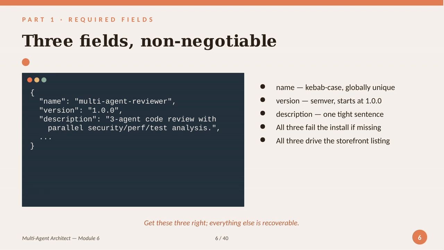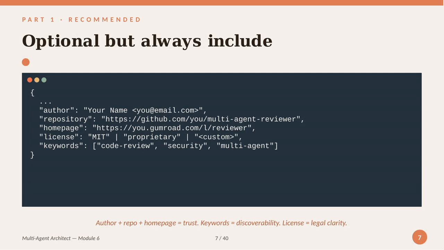Now the recommended fields. Technically optional. Always include them. Author, name and email. Identifies who shipped it. Users contact you here for serious issues. Repository. HTTPS URL to your source code. Open source if you want, private if not. Either way, the URL signals professionalism.